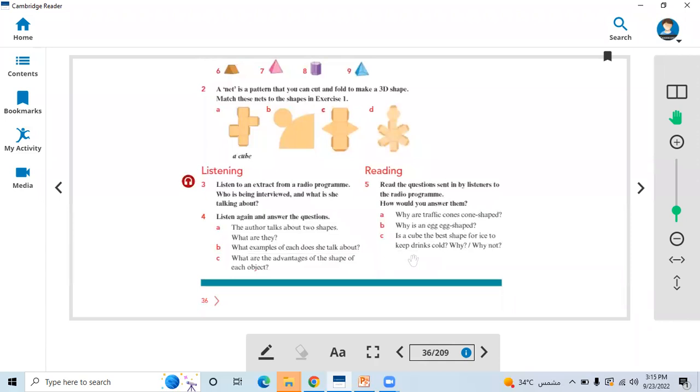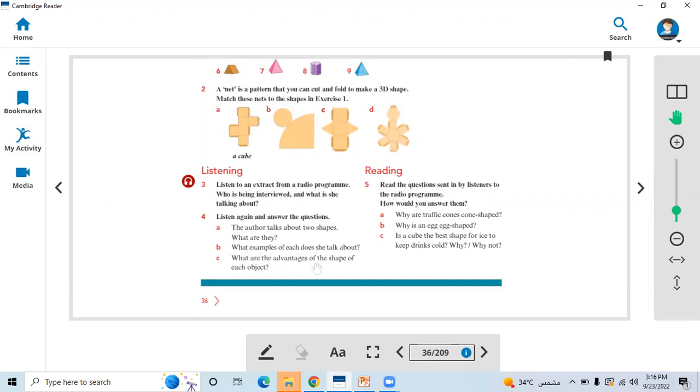Okay, let's move on to question number 3. Listen to the extract from a radio program. Who is being interviewed and what is he talking about? This is what we listened to during the class. Question 4: listen again and answer these questions.